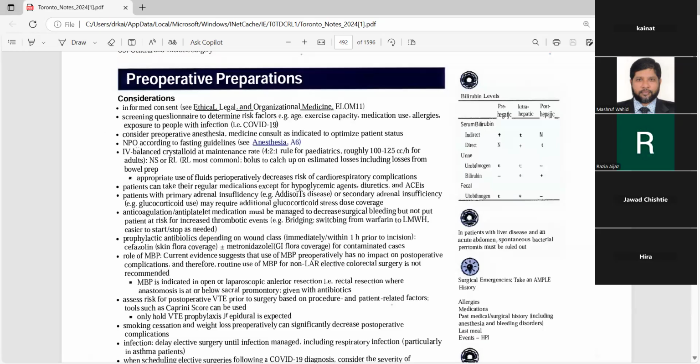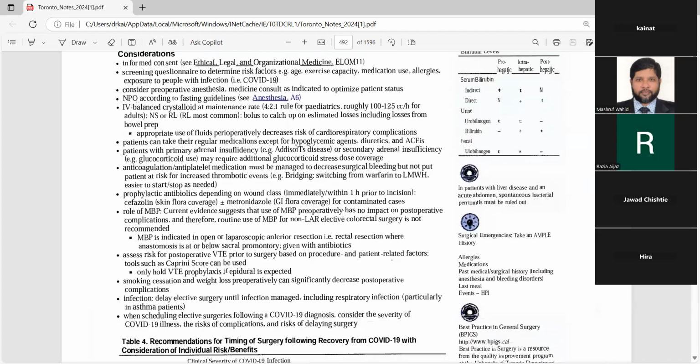Prophylactic antibiotics depend on the wound class, so cefazolin or metronidazole. Even when it comes to a skin wound, or if it's a contaminated wound, we usually start with amoxicillin, then go for any other. And we do cover with metronidazole in many cases, if it's a diabetic wound and stuff like that, to give aerobic and anaerobic coverage as well. Most of the incidence is due to the MBP preoperatively and has no impact on postoperative complications.